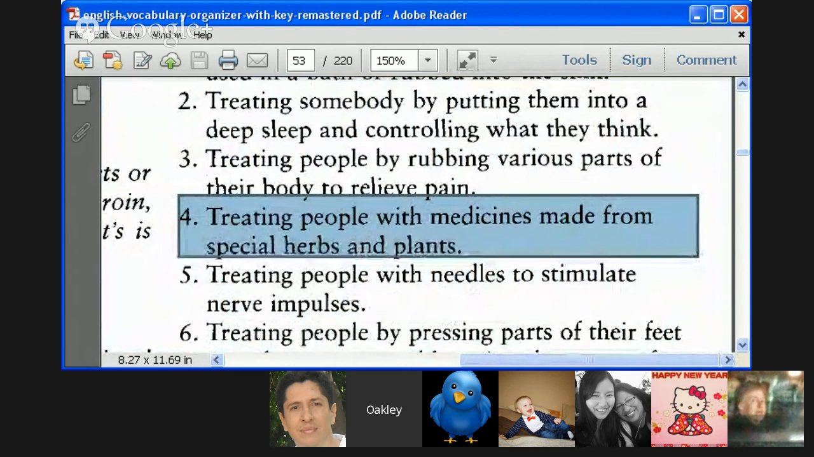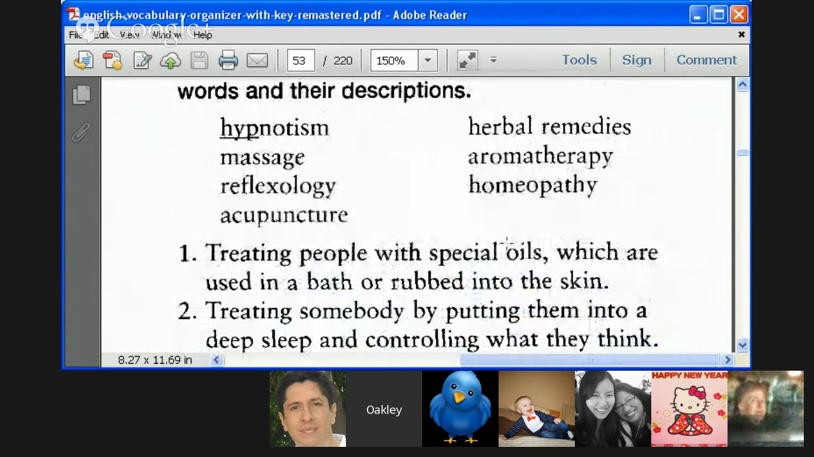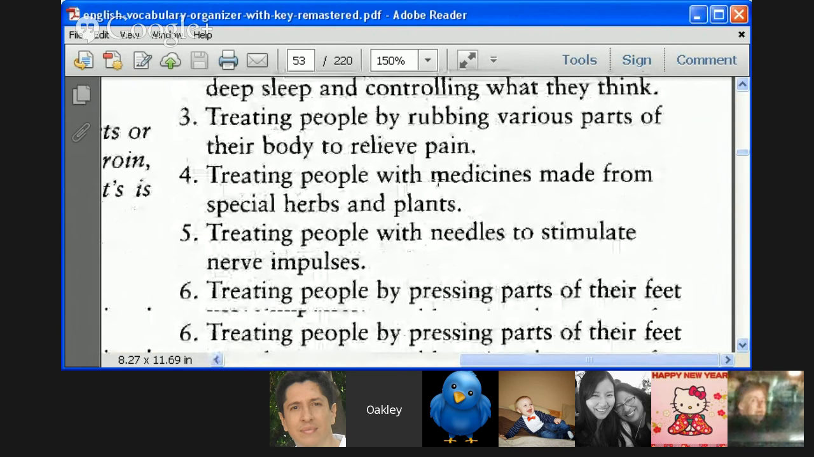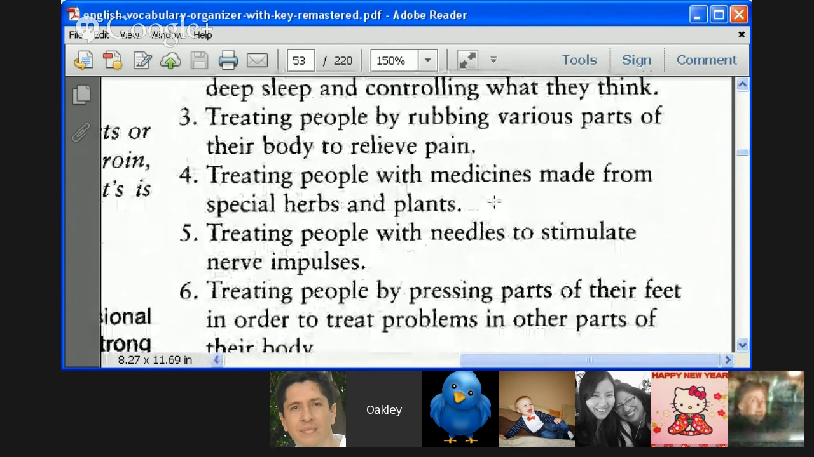All right, number four, Heidi. Treating people with medicine made from special herbs and plants. Herbal remedies. Herbal remedies, and thank you very much for not pronouncing the H. Herbs, herbal. Excellent. The H is silent in that word. Okay, medicines made with herbs and plants. Very good.